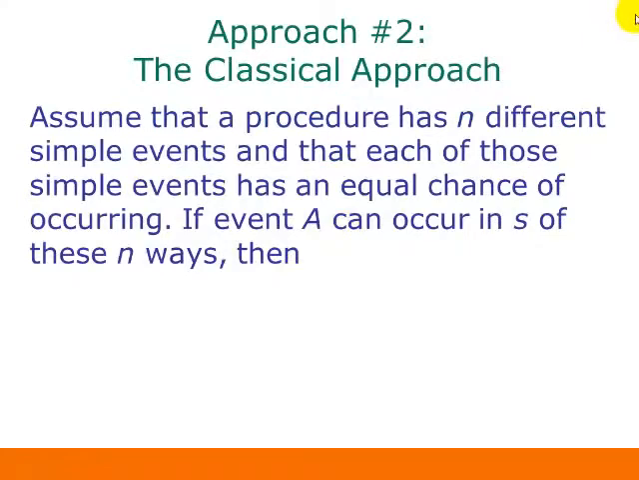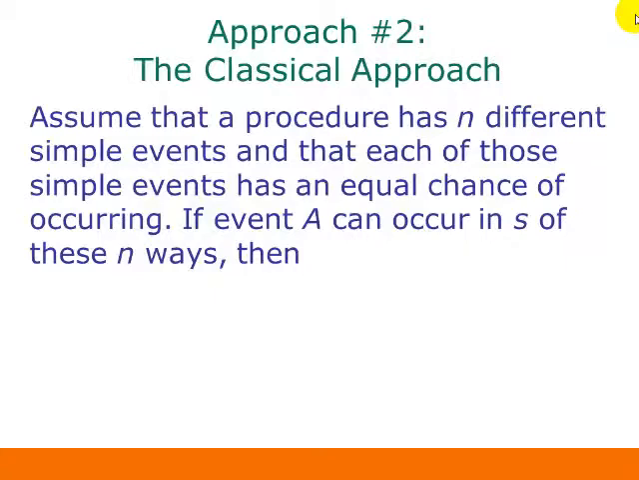Approach number 2 is called the classical approach. In this one, we assume that a procedure has n different simple events and that each of those simple events has an equal chance of occurring. This is a requirement if we're going to use the classical approach, that we have to be able to break our procedure down into outcomes that each have an equal chance of happening.